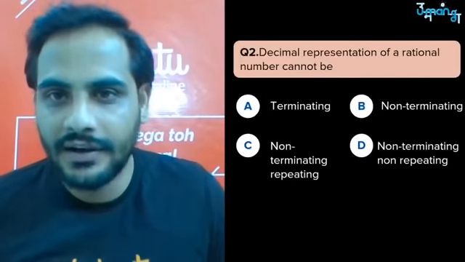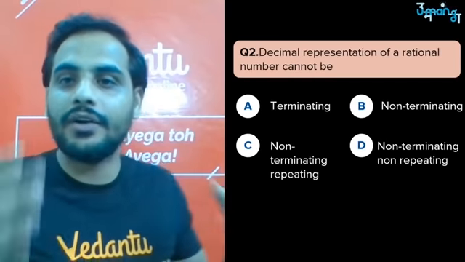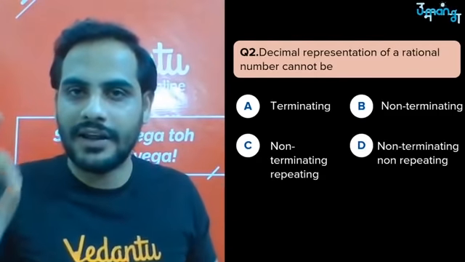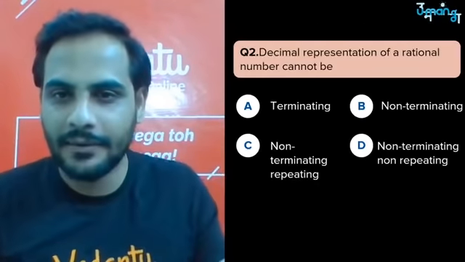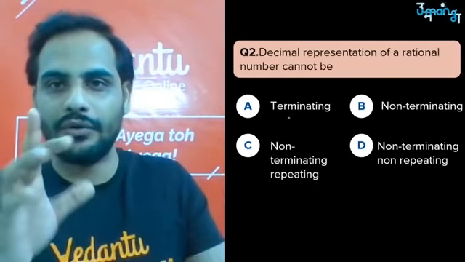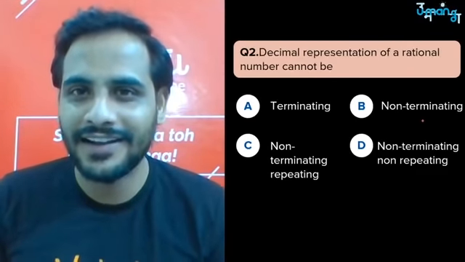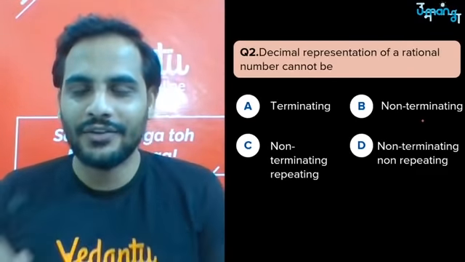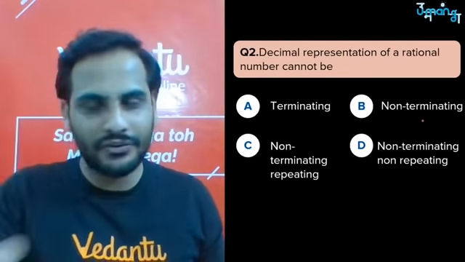Next question is this: the decimal representation of a rational number cannot be. I already know that for a rational number, the decimal representation will be either terminating or non-terminating and recurring. So option A, terminating, no, terminating can be rational. Option B, non-terminating. Now look, in non-terminating you have to specify whether it is recurring or non-recurring. Non-terminating includes both types, recurring as well as non-recurring. So only saying non-terminating is not sufficient, so option B is also not correct.